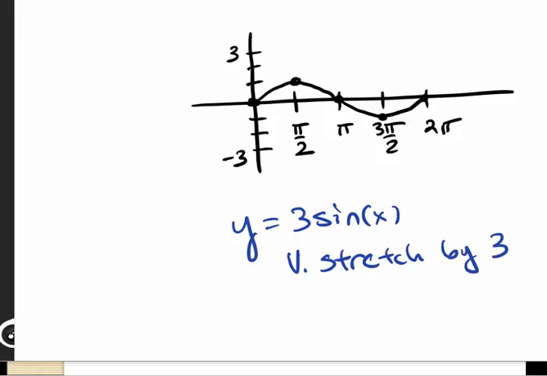If we take these 5 points and multiply the y values by 3, we're going to get 0, 3, 0, -3, 0. So we get the same picture, but the waves are taller. We say there's an amplitude of 3. If you measure the distance from the x-axis to the top or bottom of these waves, it is 3, so we say there's an amplitude of 3. So that's how you do a vertical stretch of a trig graph.